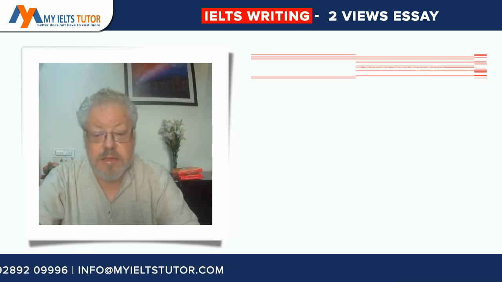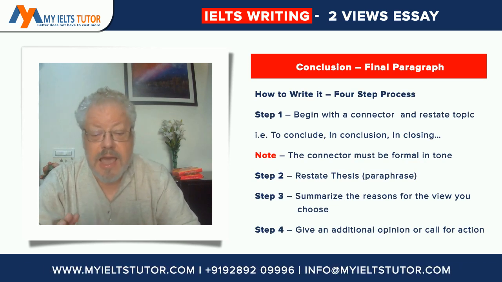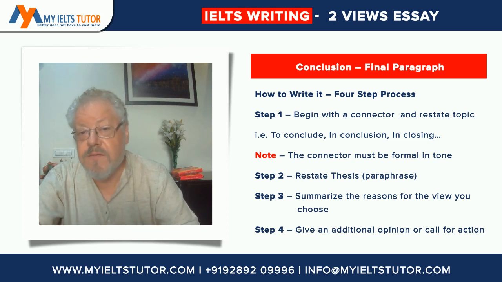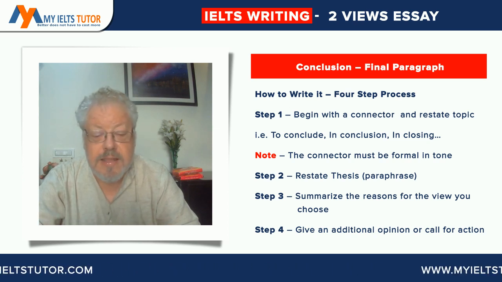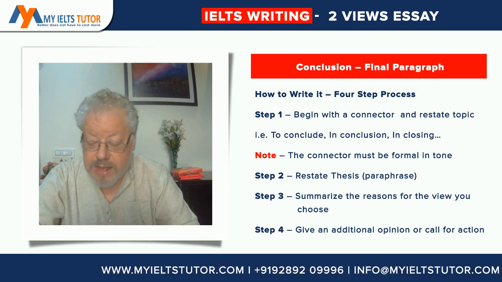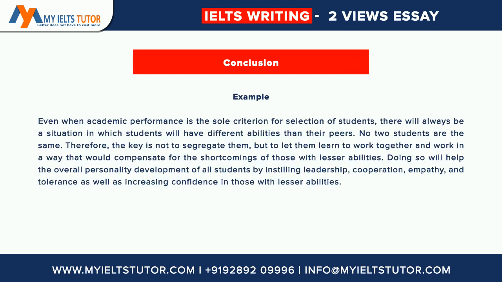And now we can go to the conclusion. Now, this is the conclusion. It's the final paragraph. And how you write it, it's a 4-step process. Step 1, you begin with a connector, such as to conclude or in conclusion. Remember, the connector must be formal in tone. Then step 2 is you want to restate the thesis. So you want to paraphrase the thesis. You want to summarize your reasons for the view you chose, and then give an additional opinion or call for action. So for here, we have an example of a conclusion that you can write that's been written for this.